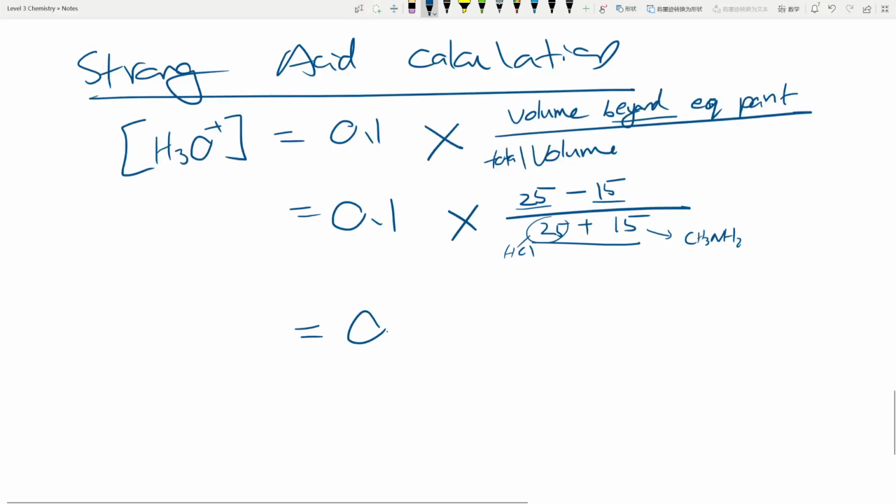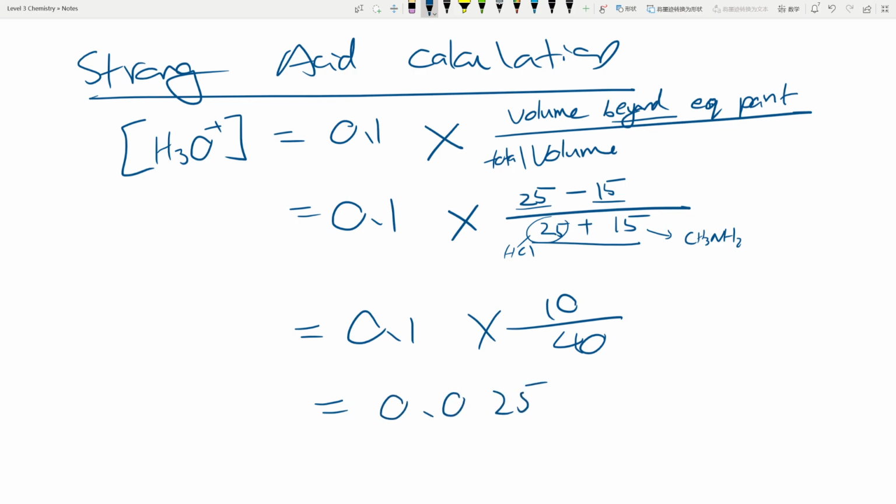beyond the equivalence point. So it's 0.1 times 10 divided by 40, and this is going to be 0.025, and then the pH equals negative log 0.025, which is going to be, negative log answer, which is 1.6.